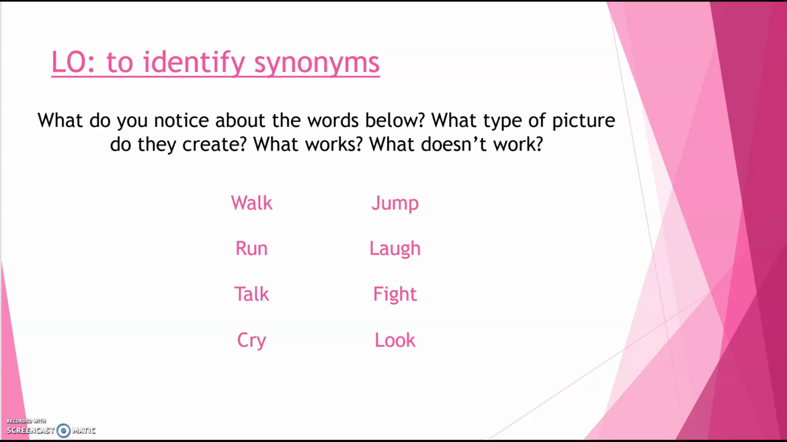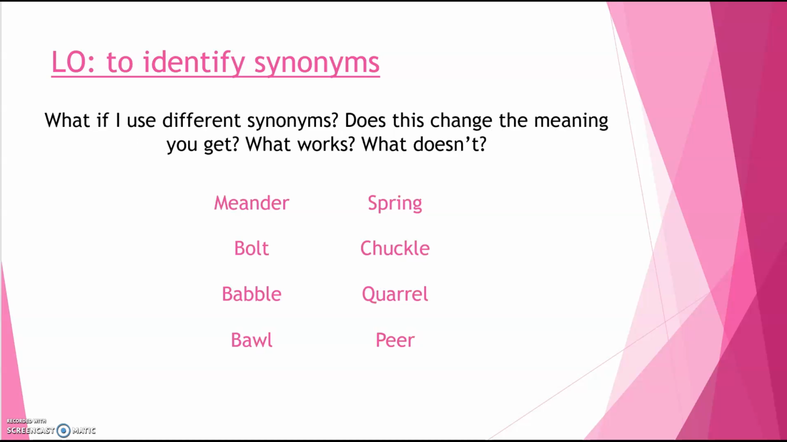So now, having a look at these words, and these words are synonyms of the words you've just seen, what happens now in your head? If we use different synonyms, do they change the meaning you get? So for example, walking and meandering. Meander gives me a very different view or picture in my mind of how someone might be walking.